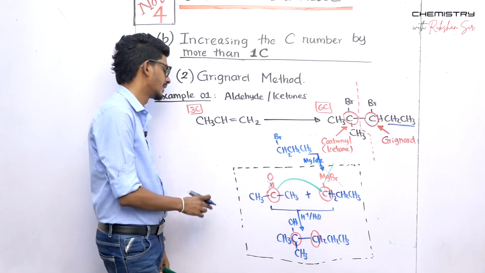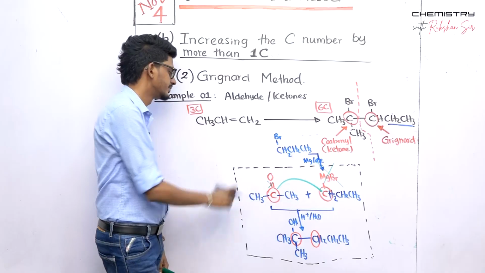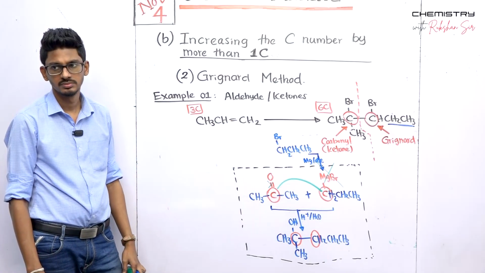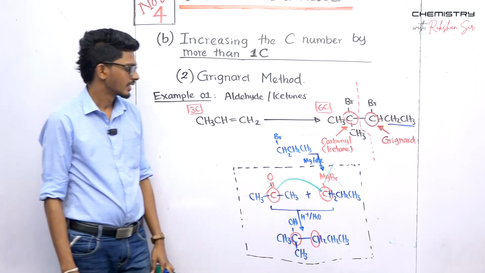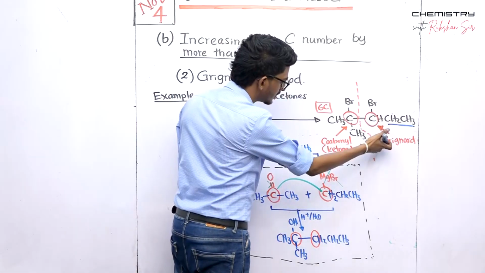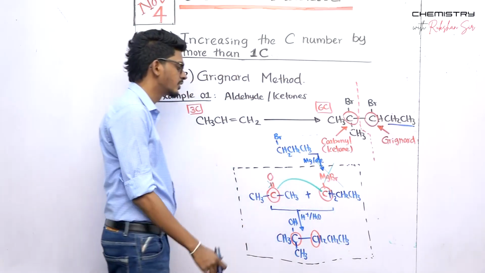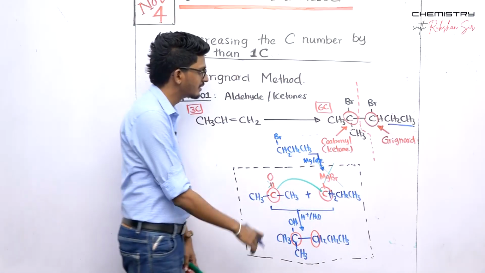So can't you complete from here to here? 3 carbon situation, anti-Markovnikov. Can't you complete from here to here? After the skeleton is done, can't you complete? So the same skeleton is there.